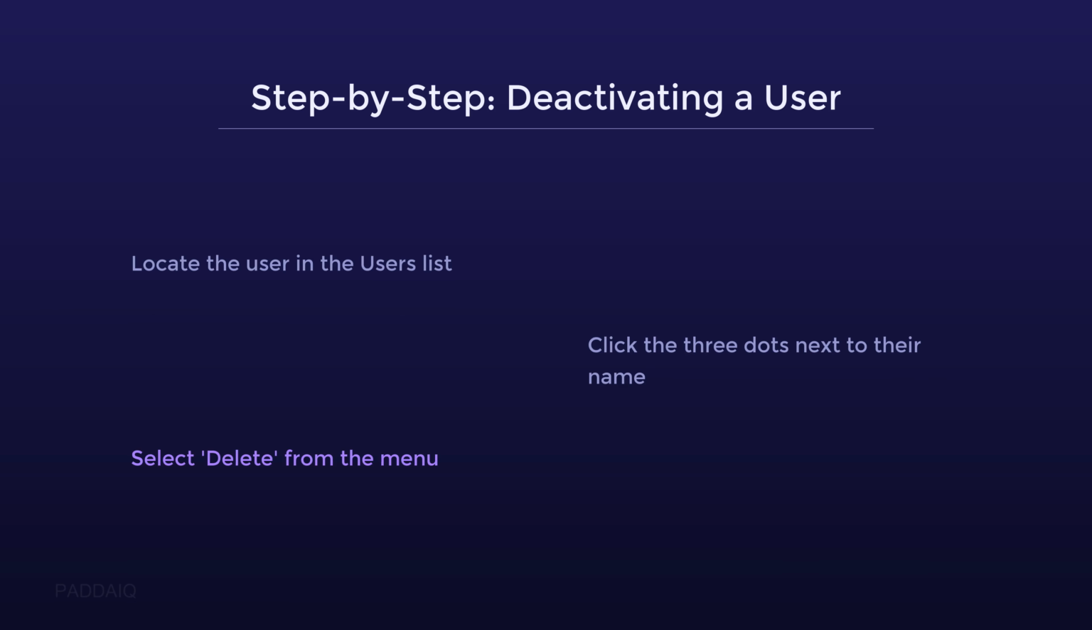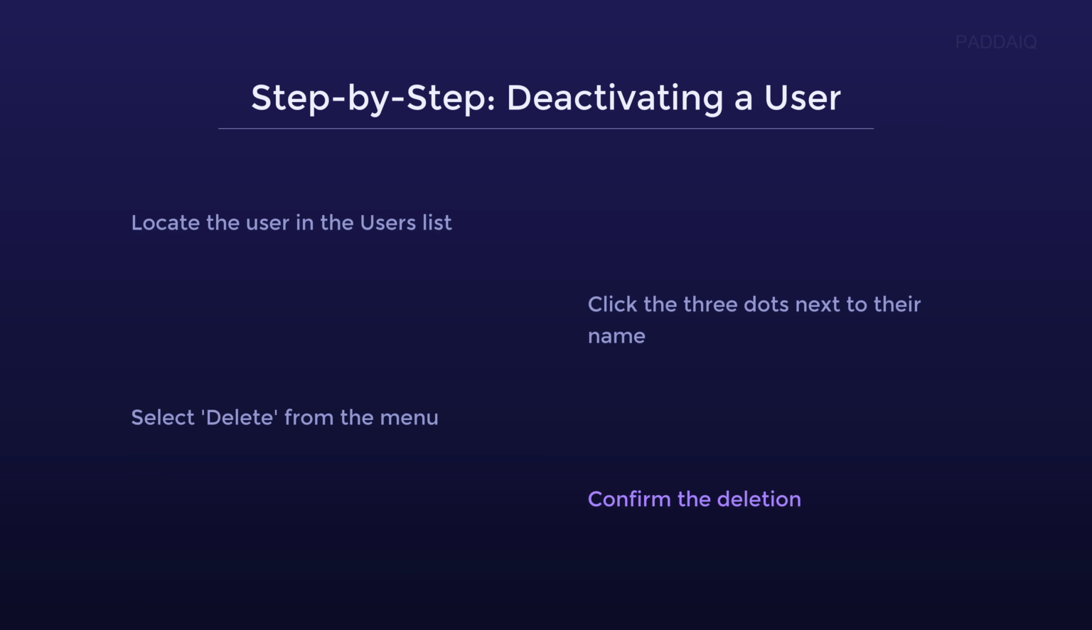Select Delete from the menu. This means you choose the delete option that appears in the list of actions for that user. For example, if you need to remove access for someone who has left the company, you would find their account and select Delete. This action permanently removes the user from the system.